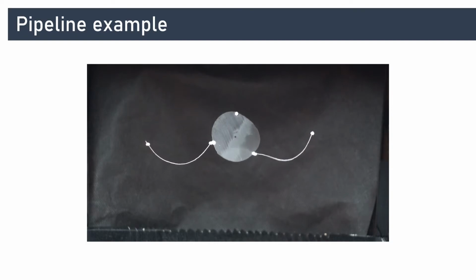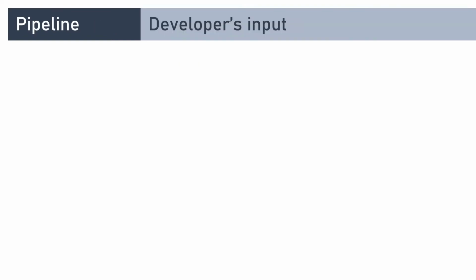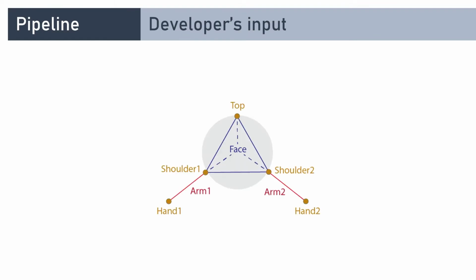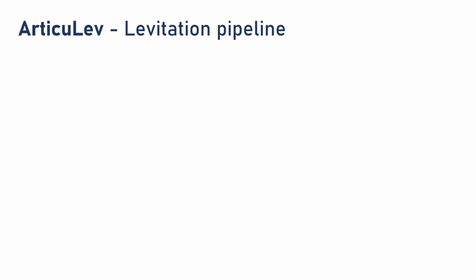For this, we will use an articulated shape as an example, a piece of cloth and 2 threads that can rotate around 2 anchor points. To support a shape like this, the developer needs to provide the topology of the structure, which involves specifying how the beats are connected and their hierarchy for articulated movements. This target shape definition and the application logic for the shape can then be deployed in a levitator to run the pipeline. The Articulev pipeline can be split into 3 stages.